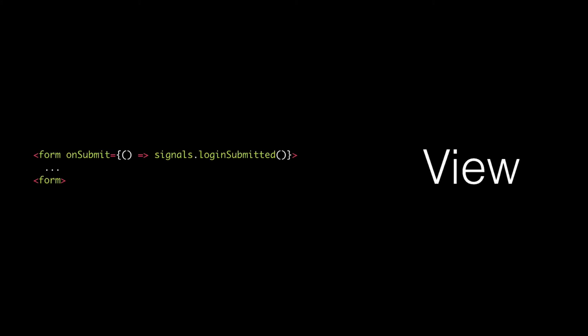Okay, the view. The view is basically binding signals, which are basically functions, to events. And Cerebral will take care of making sure it gets called and all of the actions will get executed for you.